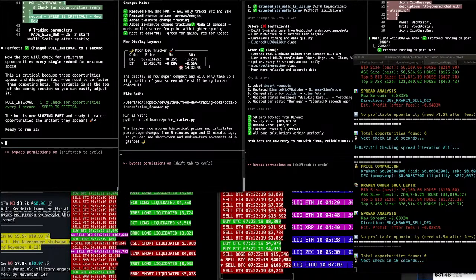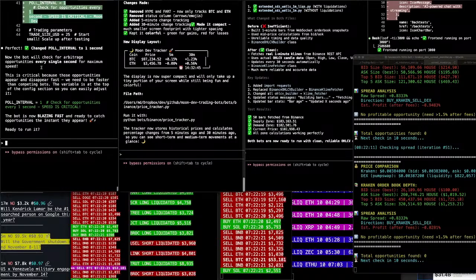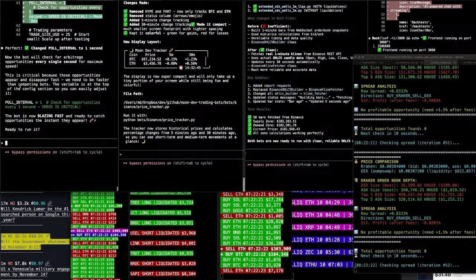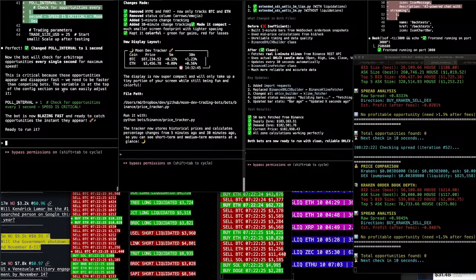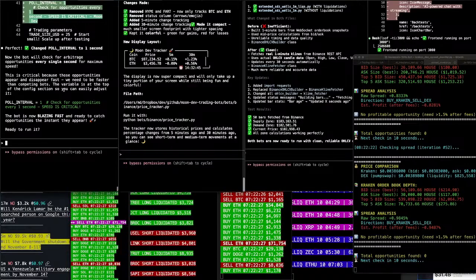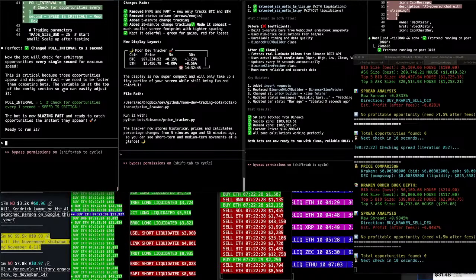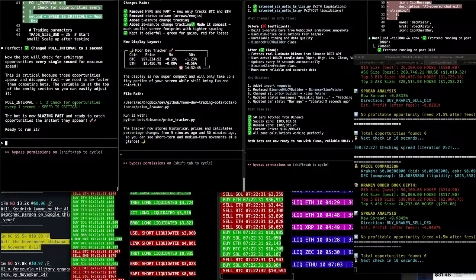So that's the problem. You have to buy. So change poll interval to 1 second. Now the bot will check for the arbitrage every 1 second for maximum speed. This is critical because the opportunities appear and disappear fast. We need to be faster than competing bots. The variable is at the top of the config section, so you can easily adjust it.